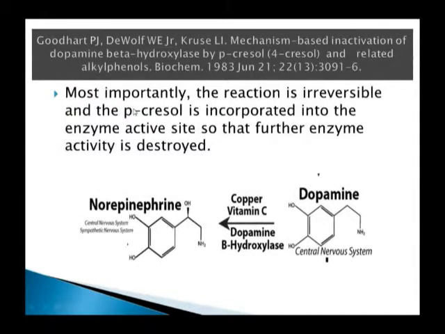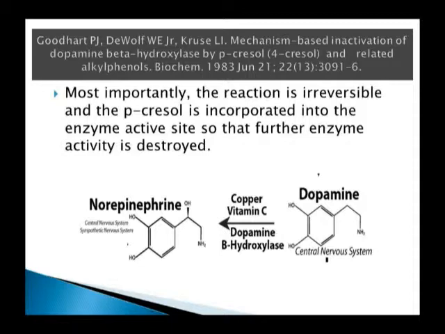Okay? The other thing is this reaction is irreversible, specifically with respect to p-creosol. Once that p-creosol attaches to the active site of the enzyme, it essentially destroys the enzyme, and it's not reversible. Okay, so that's why it's important to treat the Clostridia when you see it.